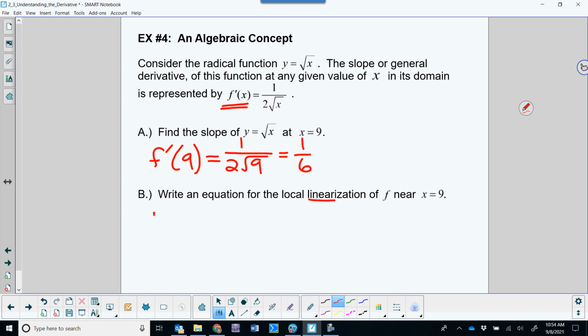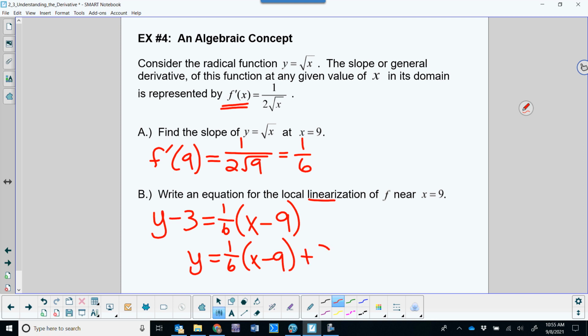So that's going to be y minus the y value. So we need to plug in 9. So the square root of 9 is 3. So the y value is 3 equals the slope times x minus the x, which is 9. The last thing you should write, if we are linearizing it and going to use it to estimate, is do go ahead and move that.